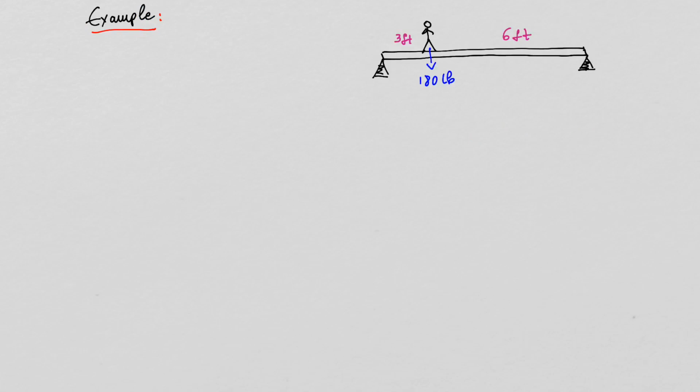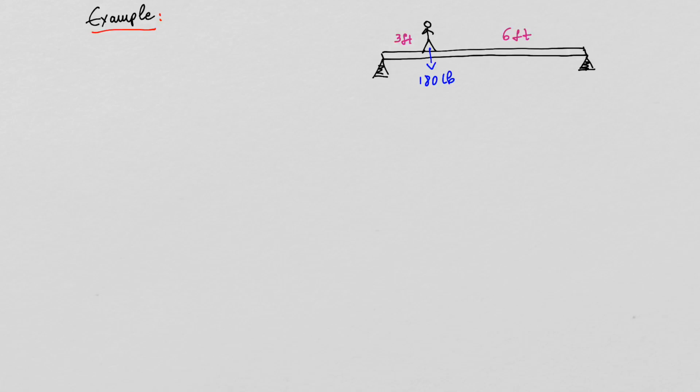Let's do one more example. This time I will use both conditions for equilibrium to solve this problem. So we have a plank, and a person is standing on the plank closer to the left support. The person has a weight of 180 pounds and is standing 3 feet from the left support and 6 feet from the right support.